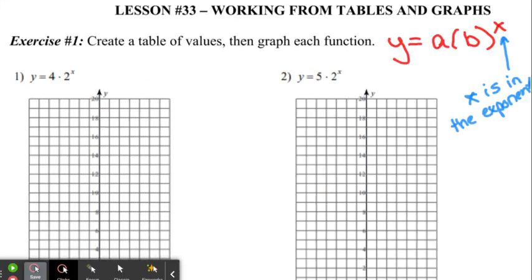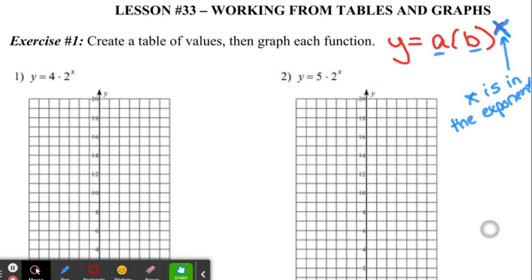Good morning, Sawyers. So we're starting a new unit, and it's called exponential functions. If you look over on the side, I put how you can tell that something is an exponential function. The big thing is that there is an x in the exponent. So x, exponent, exponential functions. It all kind of goes together. In this example, there's an a and a b here. Those just stand for numbers. So we'll get into what that all means in the next couple of lessons.